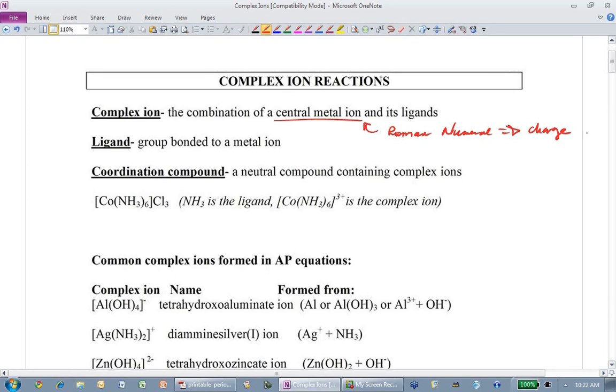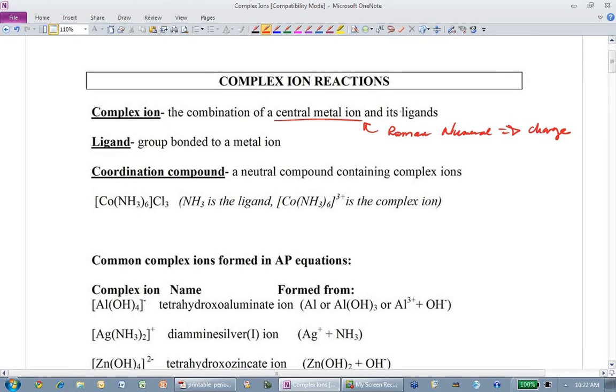Even the things that you are not used to putting Roman numerals on, such as aluminum and silver, cadmium, and... not mercury, sorry, silver, cadmium, and zinc. You usually don't put a Roman numeral on those, but we do always put a Roman numeral on these. So it's going to feel a little weird at first when you do that to things you've never put a Roman numeral on before.